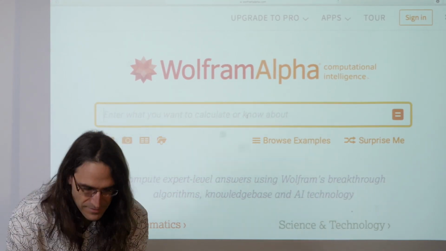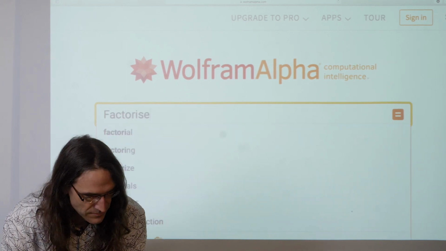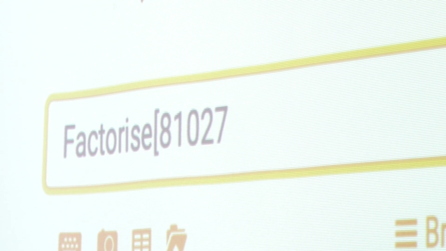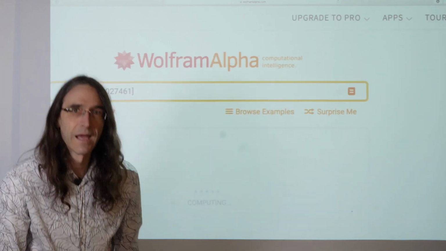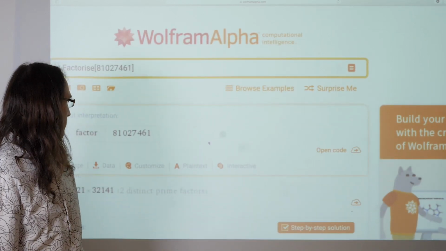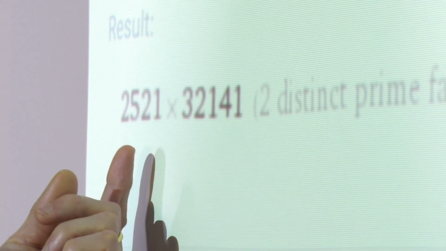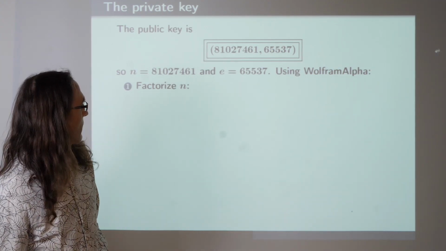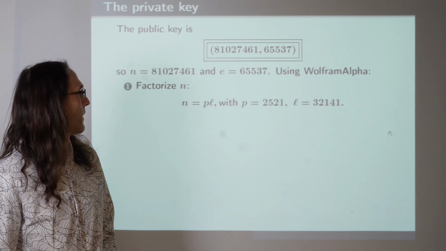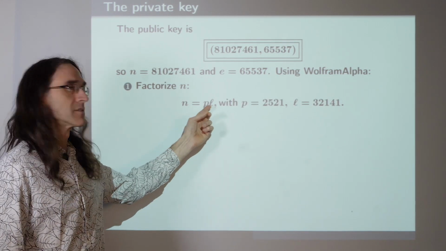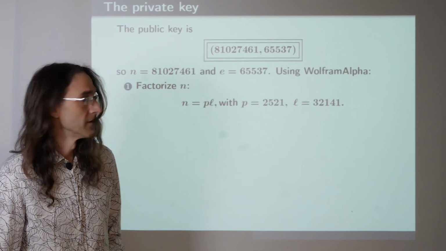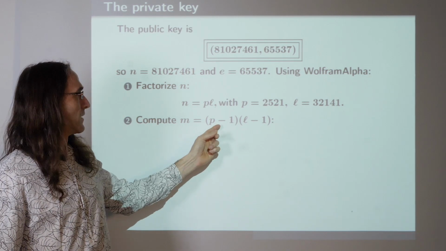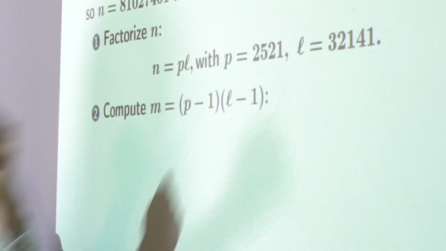So we just type in factorize and 81027461, and it should quite quickly give us the two prime factors 2521 and 32141. So now we've factorized our number n, so we can write it as a product of these two prime numbers, 2521 and 32141. So now we work out the auxiliary number, which we call m, which is just one less than these two numbers multiplied together.